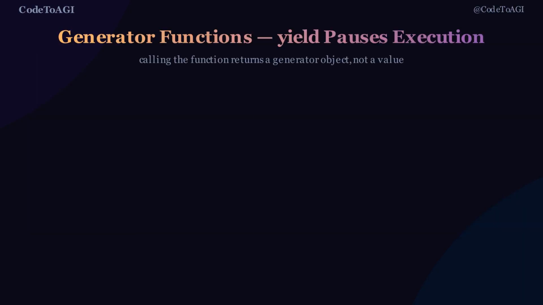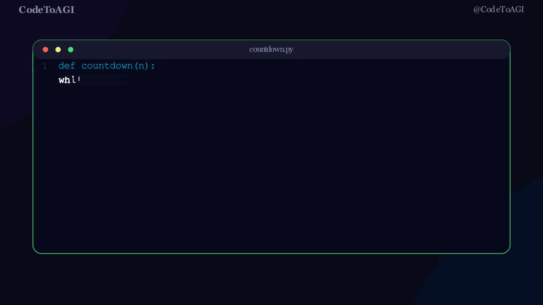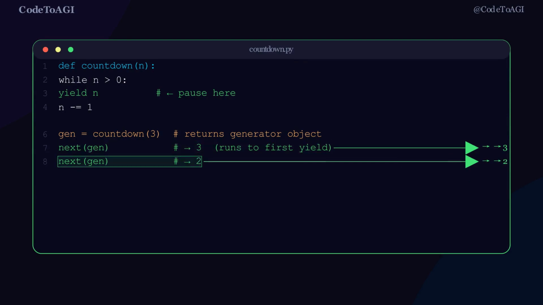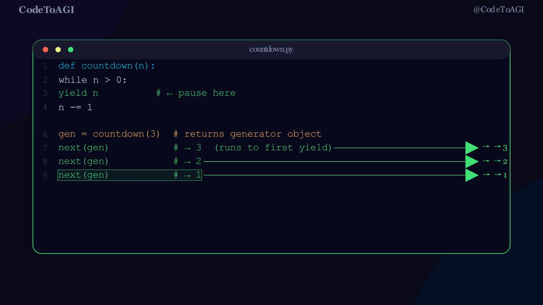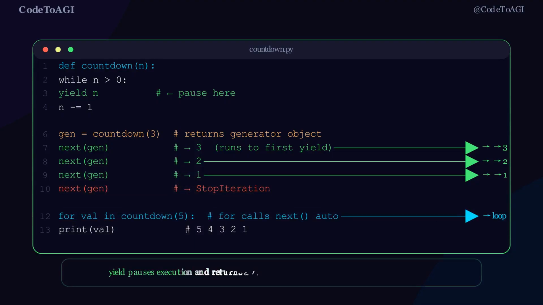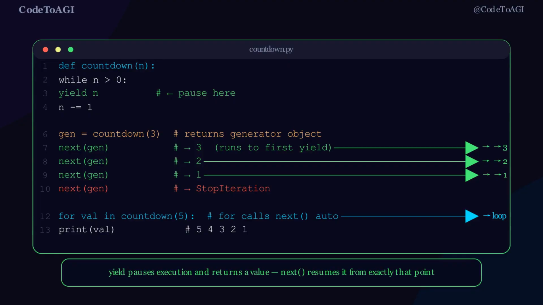A generator function looks like a normal function, but it contains at least one yield statement. Look at the code. Countdown takes in n. When you call it, Python does not execute any of the body. It immediately returns a generator object. When you call next on that generator, execution starts, runs until the first yield, pauses there, and returns the yielded value. Here, 3. The function's local variables, n equals 3, are frozen in place.